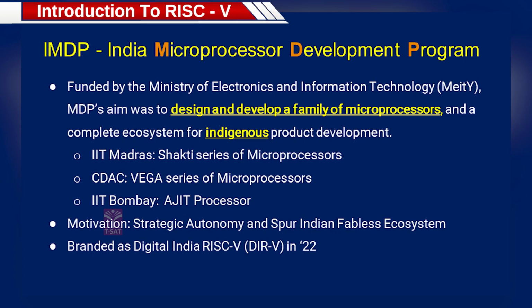So the Indian government started this program called IMDP, and they funded 3 institutes. The first one is IIT Madras, as I talked, because they had a really good program. The second one was the Center for Development of Advanced Computing, and the third one is IIT Bombay. Out of all these 3, there were products that came out. IIT Madras developed the Shakti series of microprocessors, and CDAC developed the Vega series. And IIT Bombay went in a different route. I won't talk much about that because that is not based on RISC-V, and this session is for RISC-V. Both IIT Madras and CDAC developed designs based on RISC-V.